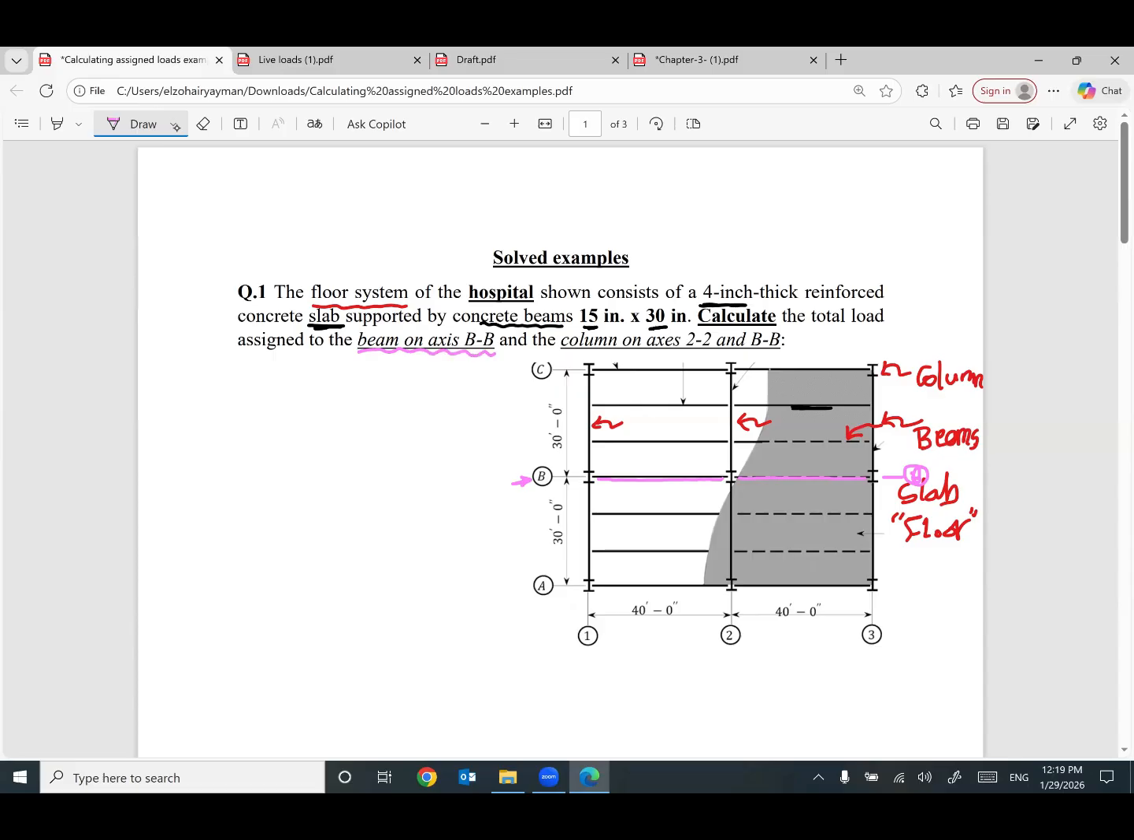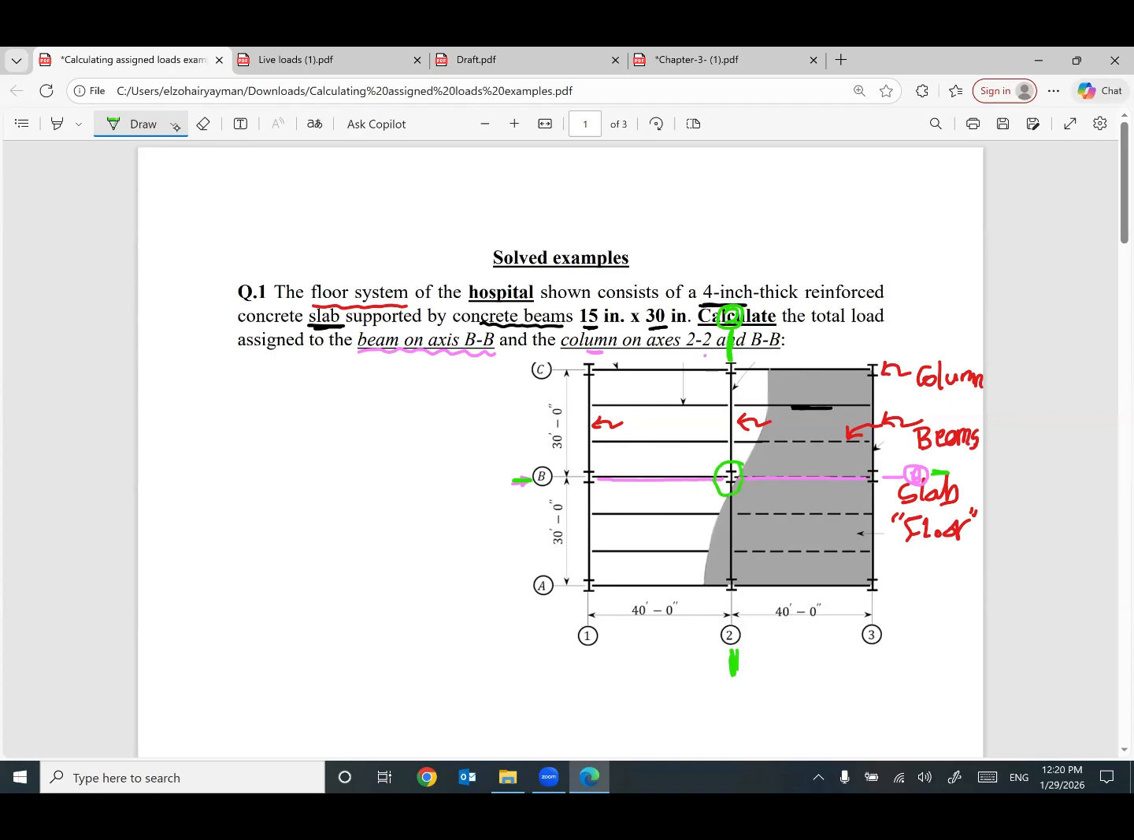To locate, because we have many beams. If you look, we have 1, 2, 3, 4, 5, 6, 7 horizontal beams and 1, 2, 3 vertical beams. So we have many beams. How to locate your beams? I give you the beam on axis BB and the column on axis 2 with BB. So keep in your mind, beside the axis BB, we have another axis 2. We do have another circle here with label 2. So at the intersection of BB and 2, we do have this column.